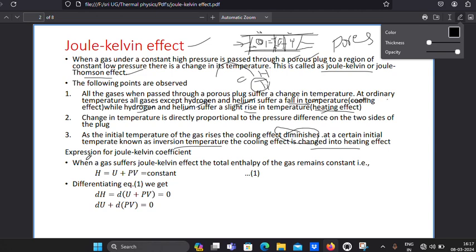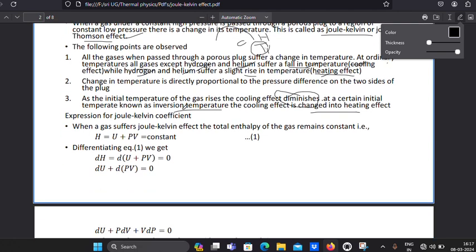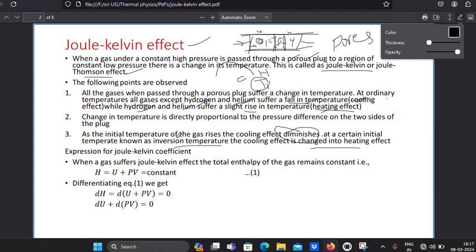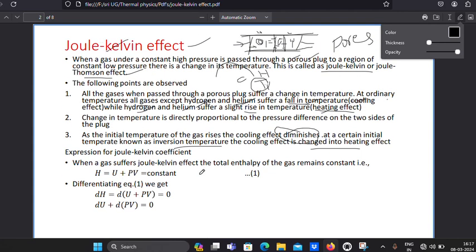Okay, now the expression for the Joule Kelvin coefficient. What is the expression for the Joule Kelvin coefficient? When a gas undergoes the Joule Kelvin effect, the total enthalpy of the gas remains constant. So the enthalpy H equals U plus PV and is always constant.